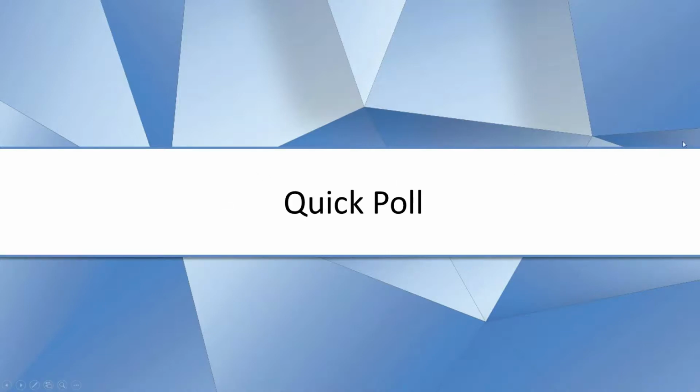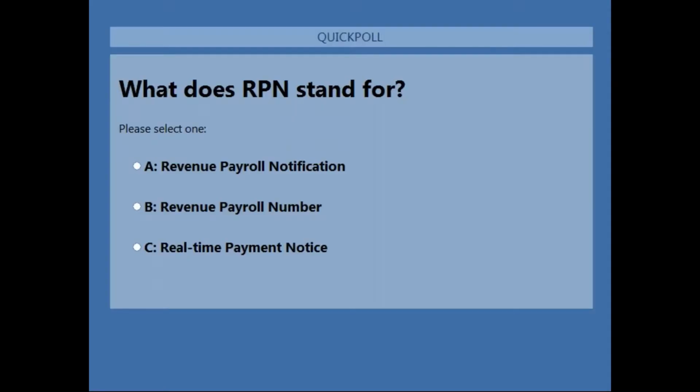Okay, because this is a CPT accredited webinar, we need to do a poll here just to make sure that you're paying attention. So the question here is, what does RPN stand for? Is it A, revenue payroll notification, B, revenue payroll number, or C, real-time payment notice? So at the moment, there should be a poll on your screen, and you can just tick which option you think is the correct answer.